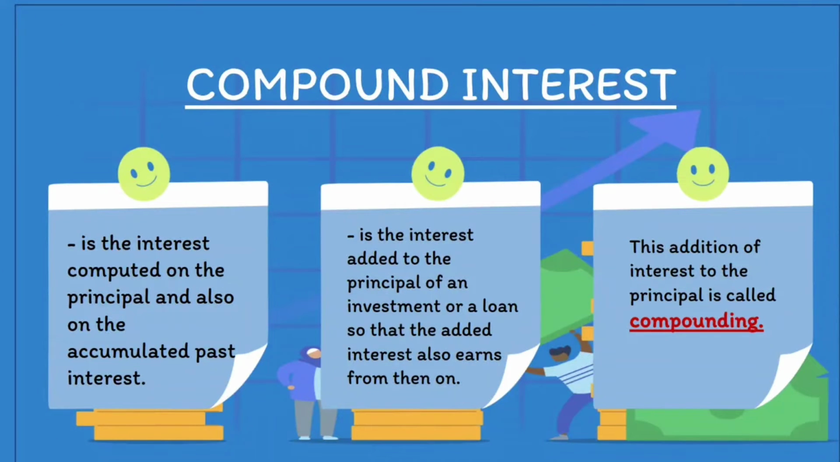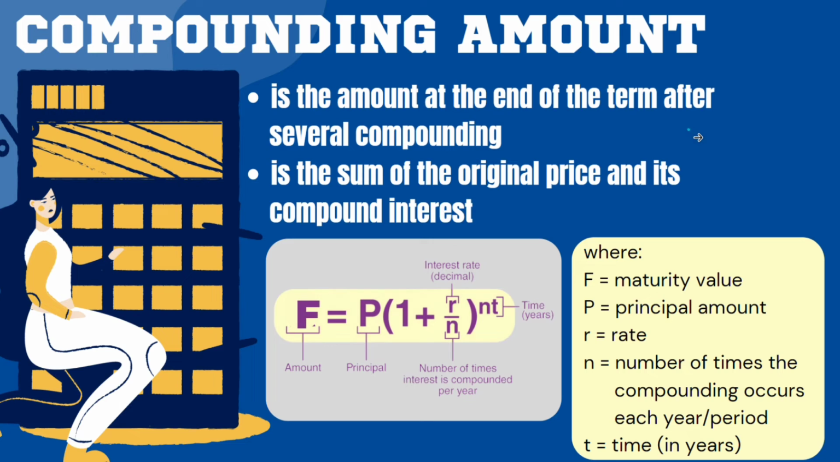Compound interest is the interest computed on the principal and also on the accumulated past interest. It is the interest added to the principal of an investment or a loan so that the added interest also earns from then on. This addition of interest to the principal is called compounding. In other terms, compound interest is interest on principal plus interest, which is added to the principal amount of a loan or deposit.